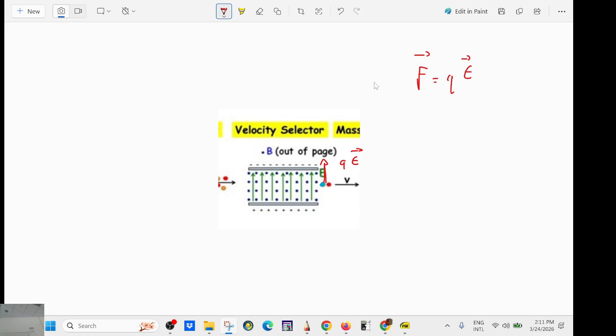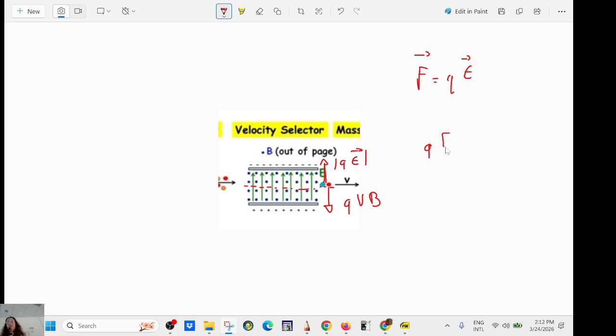If it's a negative charge, you can use your left hand. Okay, so the magnetic force will be down, and it's going to be QVB. So I'm going to put just the magnitude here. And then you're going to tune the magnetic field in such a way that they're going to balance out each other. So now it's going to go along a straight line.